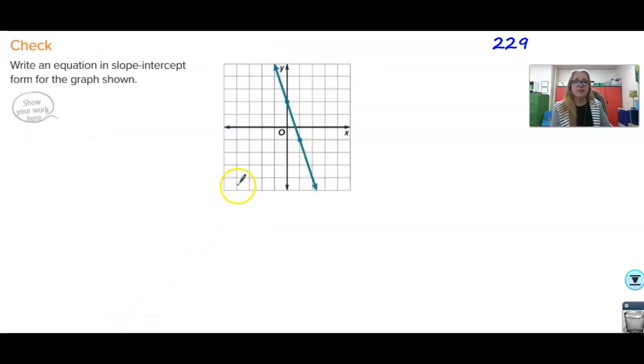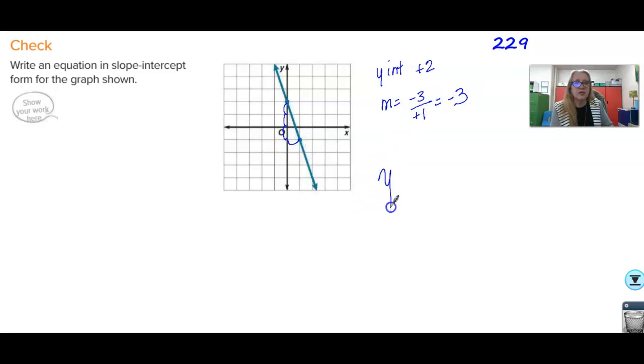So here's one for us to do all on our own. We need to find the y-intercept. Well, that's right here. So that would be at 1, 2. So the y-intercept is a positive 2. And the slope, going from the left point to the right point, our first move is down 1, 2, 3, down 3, right 1. So our slope is negative 3.